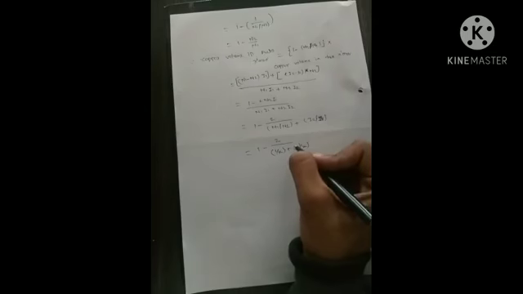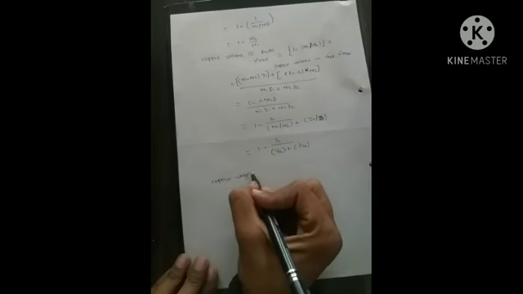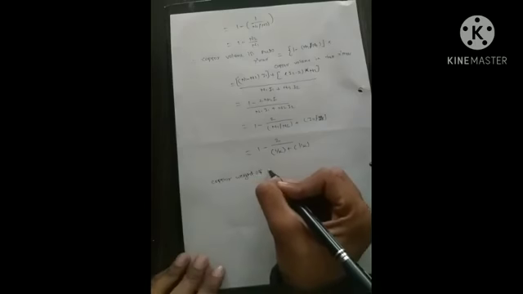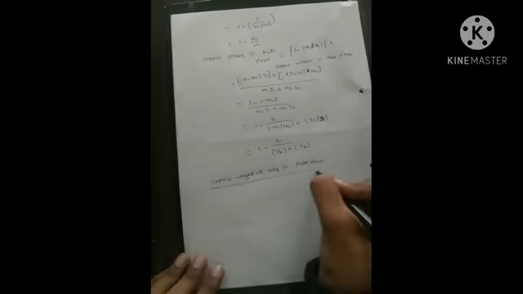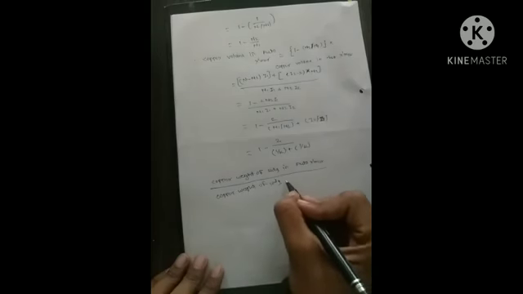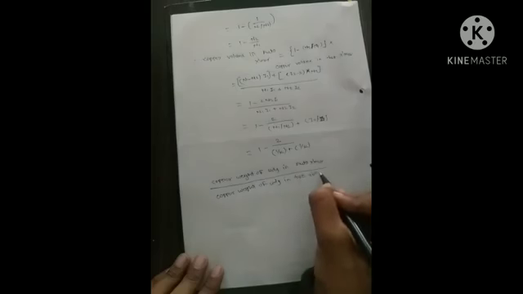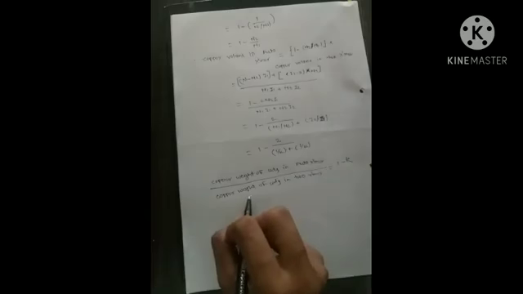Therefore, if we simplify this equation, we will get the copper weight of winding in the auto transformer upon the copper weight of winding in the two winding transformer equals 1 minus K. So the copper weight in the auto transformer equals (1 minus K) into the copper weight in the two winding transformer. Therefore, saving in copper by using the auto transformer equals K into the copper weight in the two winding transformer.